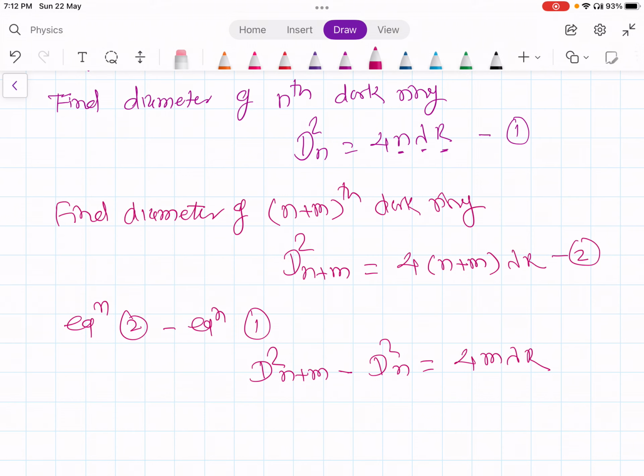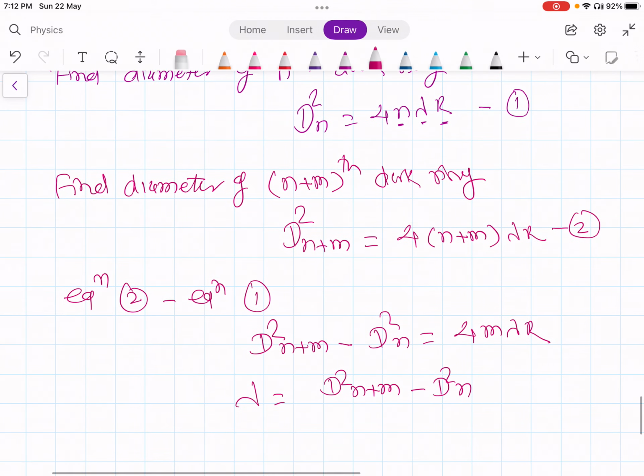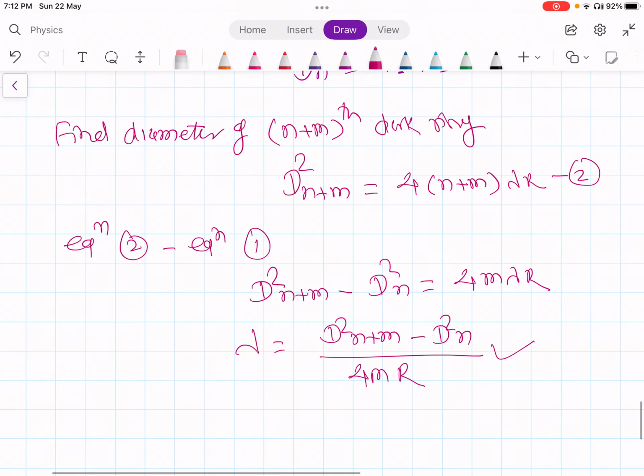What we have to find is the wavelength. So wavelength is equal to diameter square of the n plus m ring minus diameter square of the n ring, divided by 4mR. So using this equation, you can find the wavelength of the given source. What we have to do is consider some rings. Maybe the fourth ring is the nth ring and the 10th ring is the n plus mth ring. Find the diameter of the two dark rings, use this equation and find the wavelength.